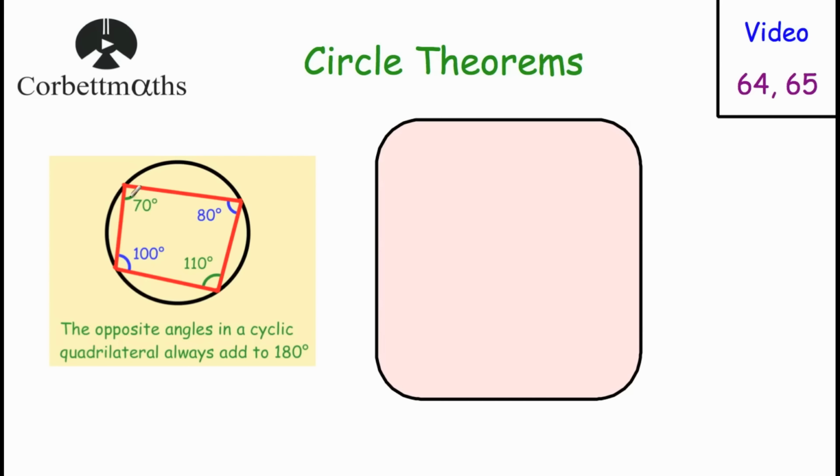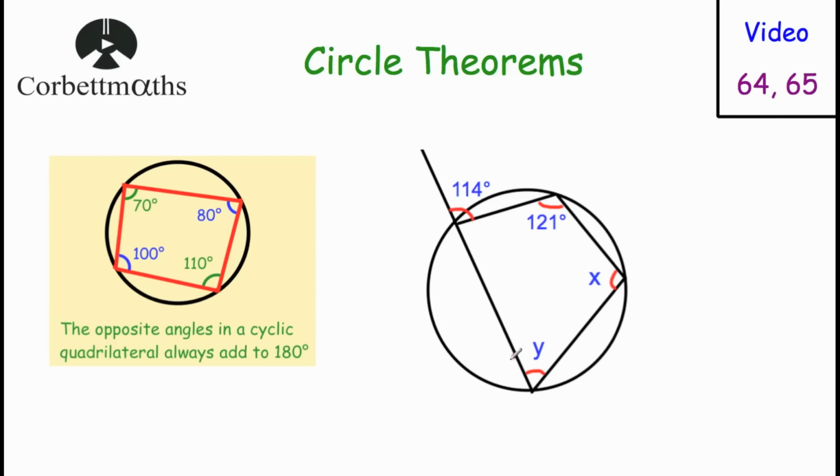So our next circle theorem is, if you've got a cyclic quadrilateral, so that's a quadrilateral where all the corners lie on the circumference of a circle, the opposite angles add up to 180 degrees. So as you can see here, we've got 70 degrees and 110, and we've got 80 and 100. So the opposite angles add up to 180 degrees. Okay, let's have a look at our example.